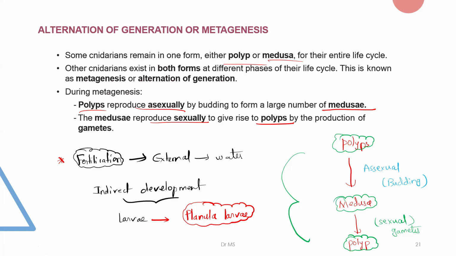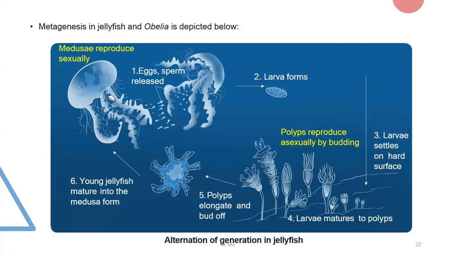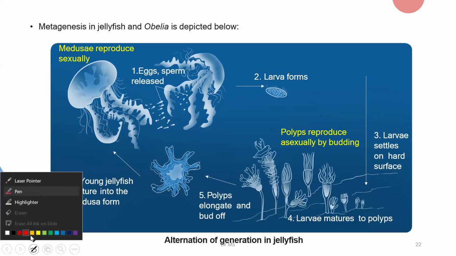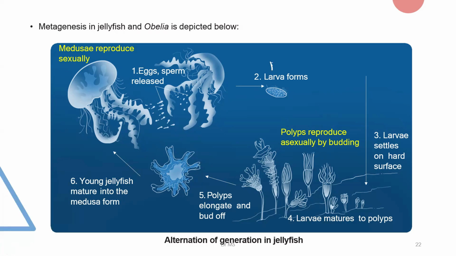So you can see here, this is the medusa form, which is free living. So it can swim. It will release the eggs and the sperms into the water, and this sperm and egg will fuse and result in fertilization, which is external fertilization. Now the larva form is produced. What is the larva form called? Planula. Yeah, it is called the planula larva form.